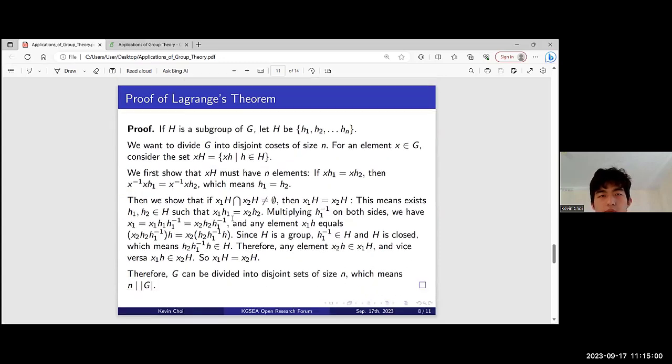So now I would like to prove the Lagrange theorem. And the proof that I put here is very rigorous. So before I explain it, I'll give you 10 or 15 seconds to take a look at it so you can try to grasp it a little bit first.